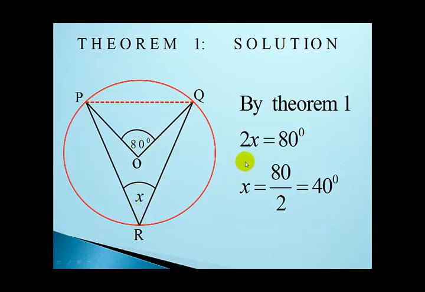So if 2 times x is equal to 80 degrees, how do we solve for x? We have to divide the left hand side by 2, and we divide the right hand side also by 2. When we divide 2x by 2, we are left with x, and this is equal to 80 divided by 2, and 2 goes into 80 40 times. That means that the value of x is equal to 40 degrees. So the angle x equals 40 degrees.